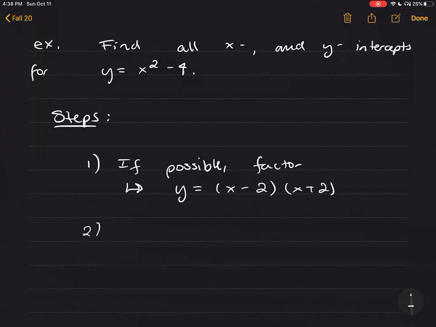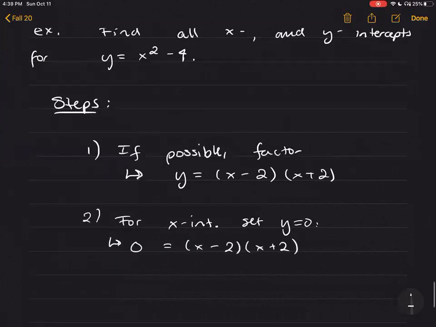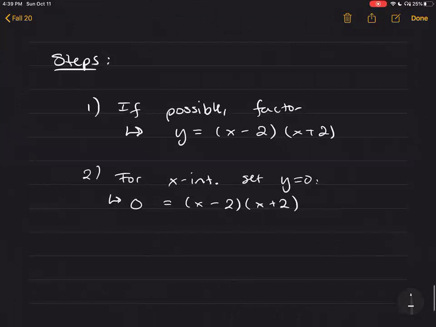Second, for finding the x-intercept, set y equals 0. So in our case, that means we have 0 equals (x minus 2)(x plus 2). And then we solve for x. So the x-intercepts are at x equals 2 and x equals -2. And x-intercepts are always when y equals 0, right? It's where we're at the x-axis. So the points would be (2, 0) and (-2, 0).